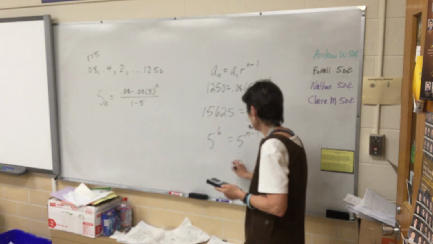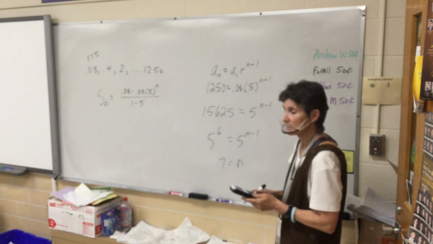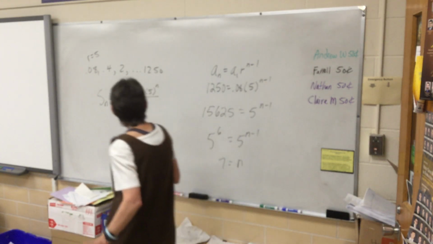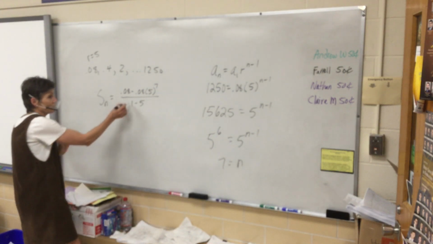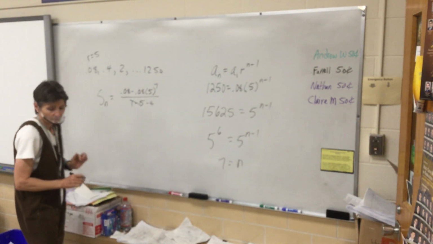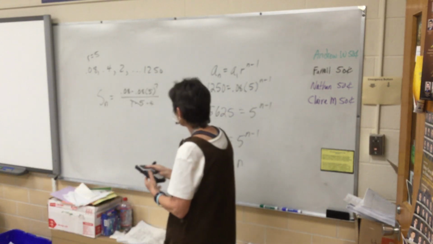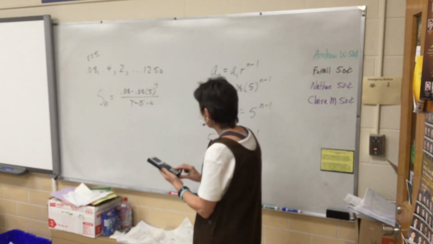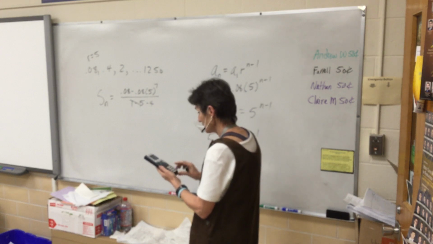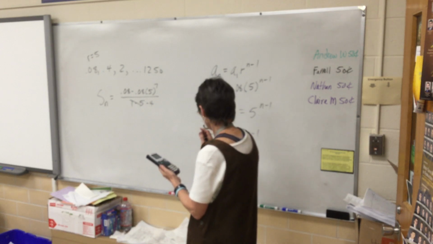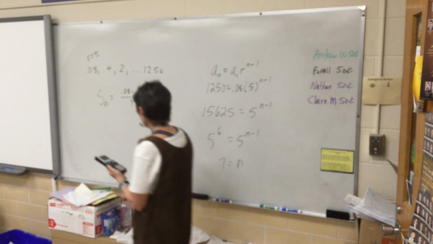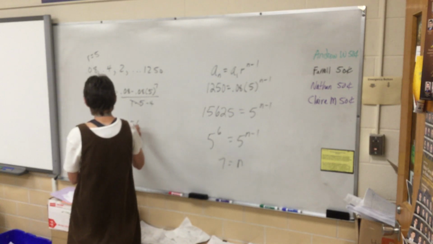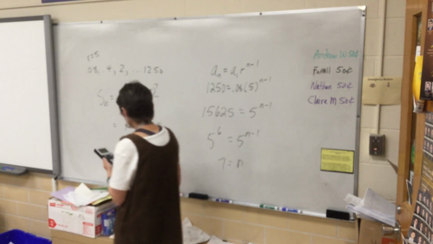So what's my n? 7. So I can pop right over here and put a 7 in here. I'm going to go ahead and make that a -4. I'm going to type it in and be done. So 0.08 minus 0.08 times 5 to the 7th, divided by -4. 1562.48.